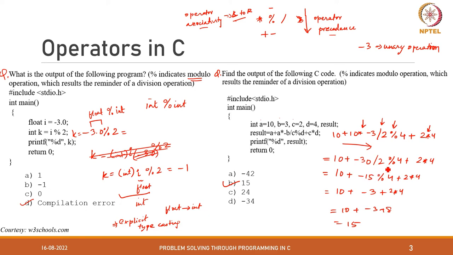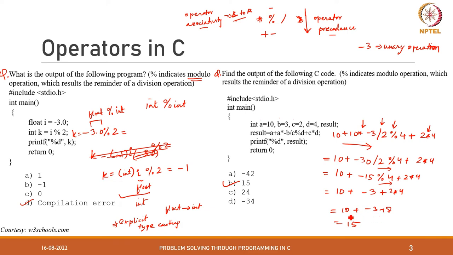After getting minus 15, as we move from the left to the right, in all these cases we are just moving from the left to the right. So we have to do minus 15 modulo 4, which basically will be minus 3, because if you do the division of minus 15 by 4, the remainder is minus 3. So it will come out as minus 3. And then you have 2 multiplied by 4, which will give you an 8.